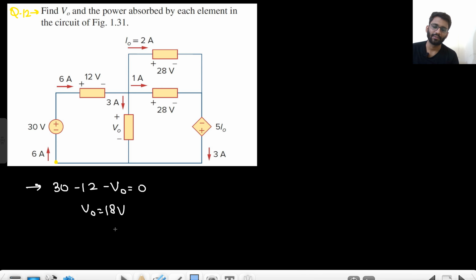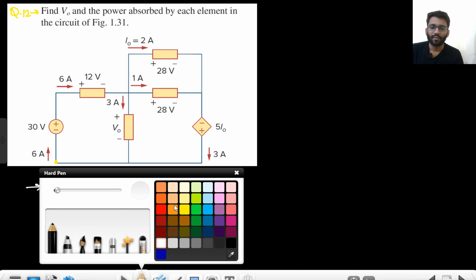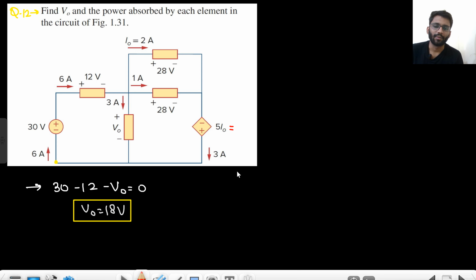Okay, so this is the first question they were asking. Now moving on to the second part, power absorbed by each element. So you need to know the current, although they have already given the current. Now tell me what will be the value of this voltage. 5 into I naught. I naught is 2 ampere. That will be 10 volt. And what is this? Current controlled voltage source. Controlled by current, and it is a voltage source.